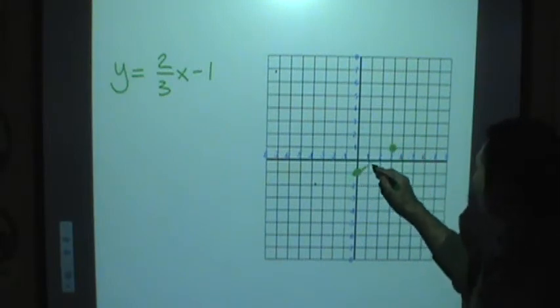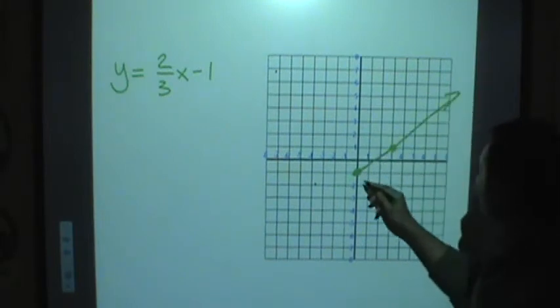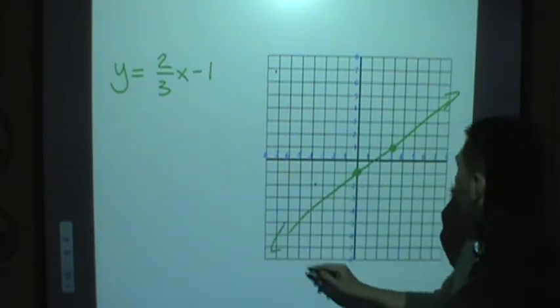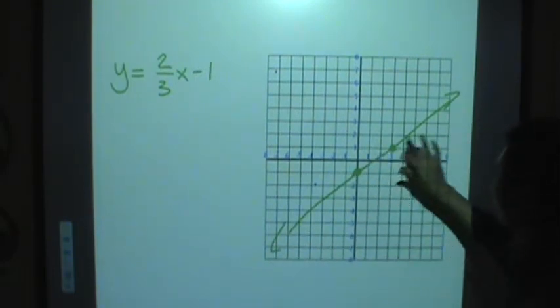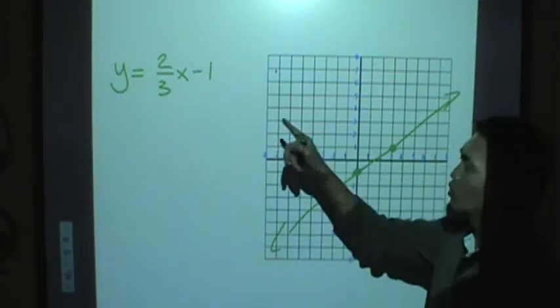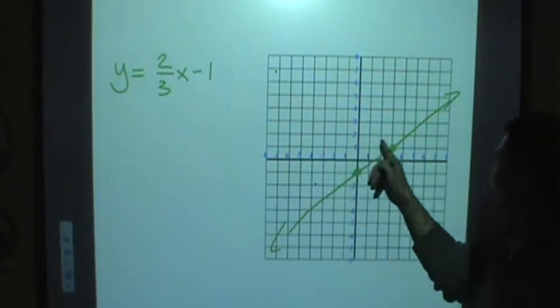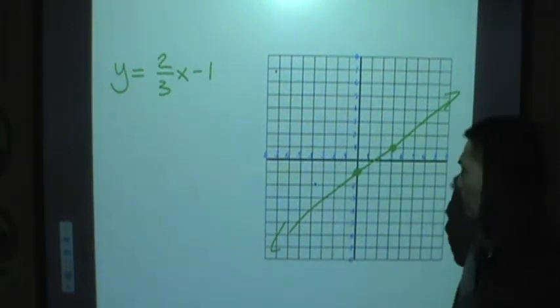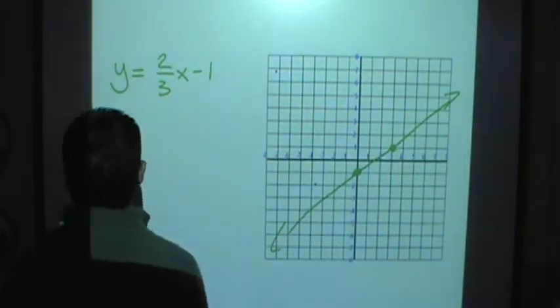Now you have to remember that the reason why we are going to the right is because the slope is positive. Again, -1 is your y-intercept. 2 over 3 is your slope. You go up 1, 2, and then 3 to the right. Okay?